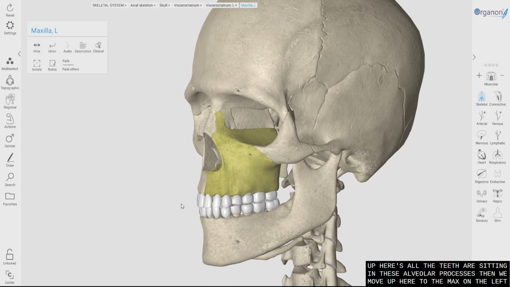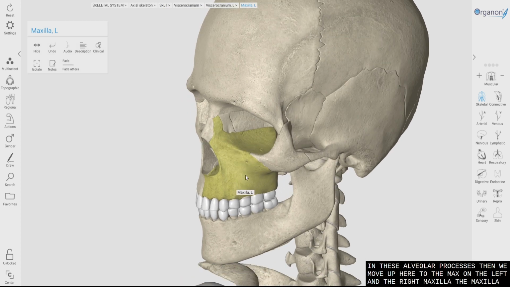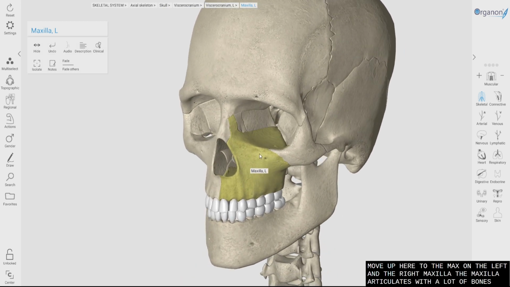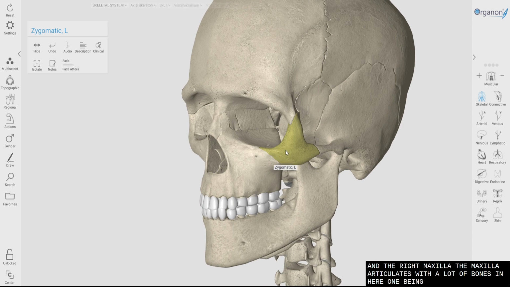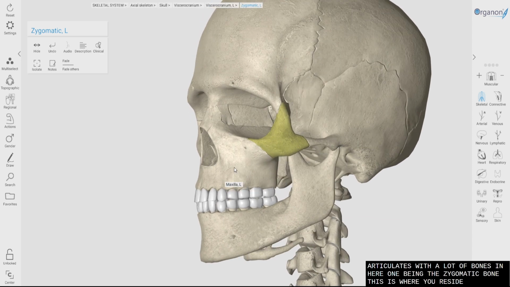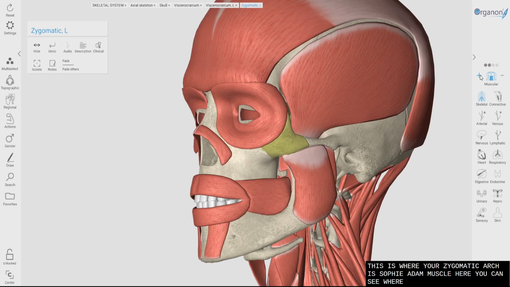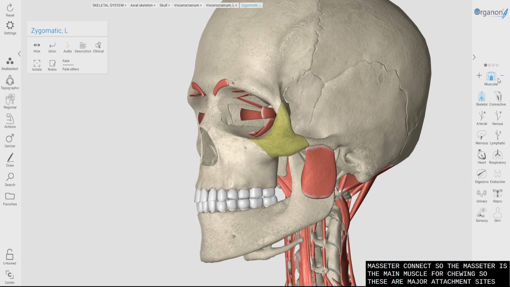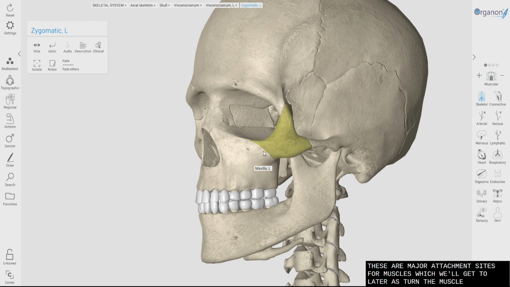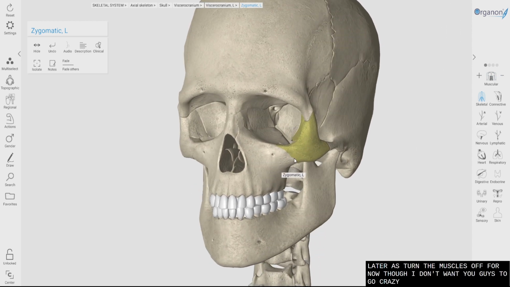There's a left and a right maxilla. The maxilla articulates with a lot of bones in here. One being the zygomatic bone. This is where your zygomatic arch is. So if we add a muscle here, you can see where the masseter connects. So the masseter is the main muscle for chewing. So these are major attachment sites for muscles, which we'll get to later. Let's turn the muscles off for now, though, because I don't want you guys to go crazy too much yet.